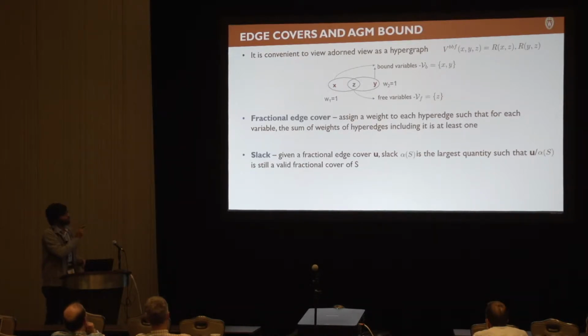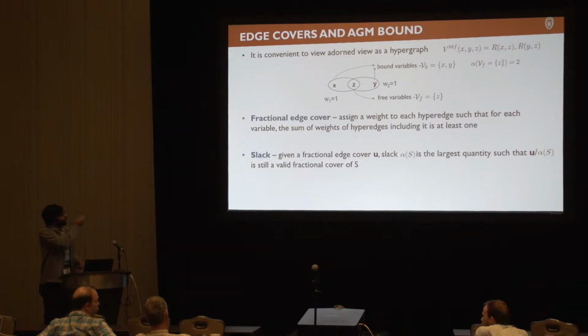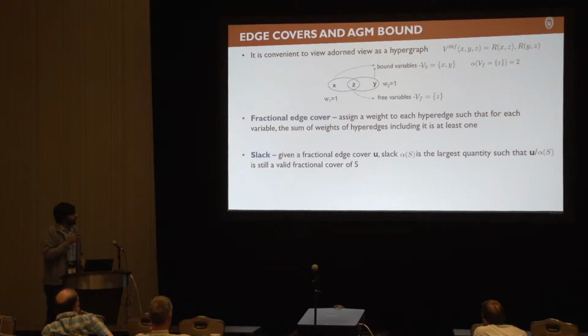So let's look at an example. Suppose here I want to compute the slack for my free variable. So the slack for my free variable here will be 2. Why? Because if I scale down the fractional edge cover of 1 and 1 by a factor of 2, it becomes half and half, but it is still covering the free variable. So half and half will still sum to 1. It is covering Z, even though it is not covering X and Y. So note that by definition here, the slack is a positive quantity, and it is at least 1. So it will be a quantity which is greater than or equal to 1.